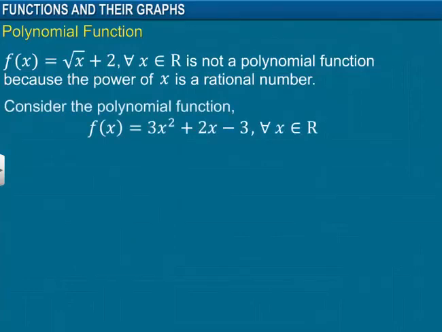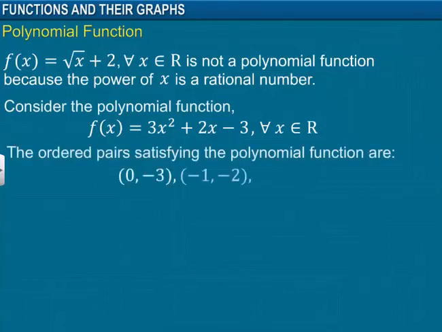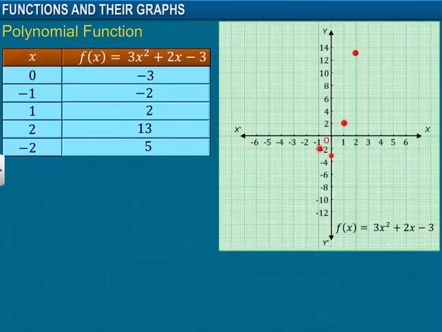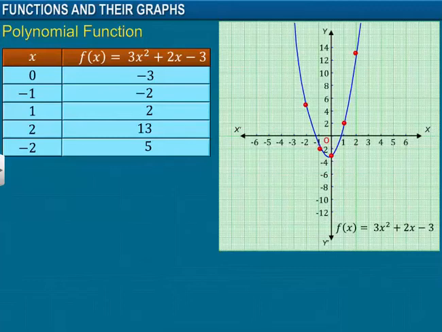Let us now consider the polynomial function f of x is equal to 3x squared plus 2x minus 3 for all x belonging to the set of real numbers. Some ordered pairs satisfying the polynomial function are on plotting these points on the Cartesian plane and then joining them, we get the graph of the polynomial function f of x is equal to 3x squared plus 2x minus 3 for all x belonging to R as shown.